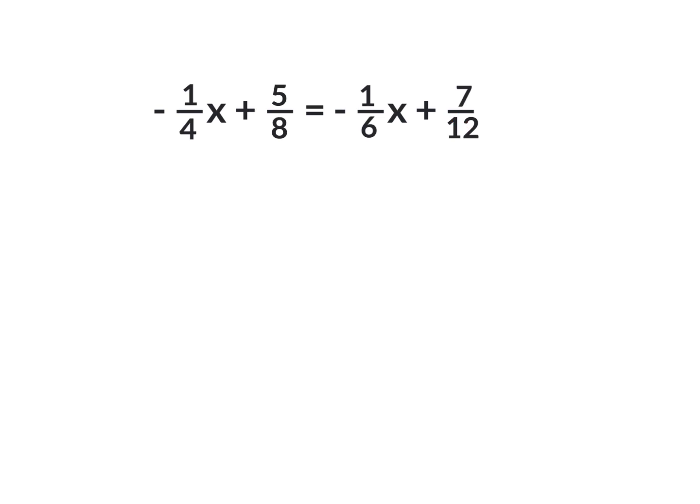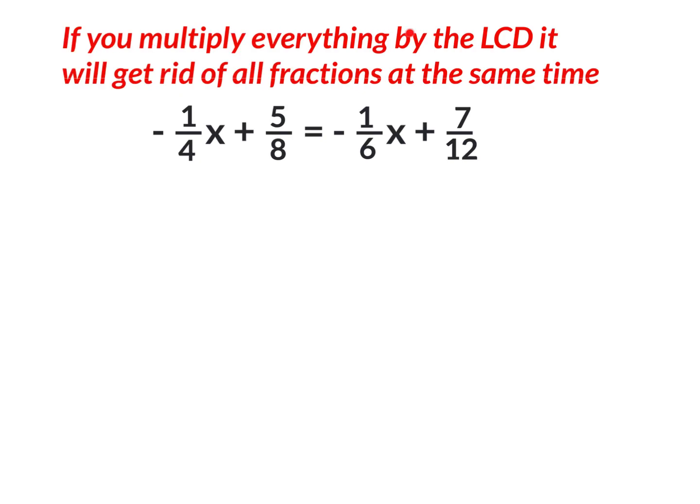So what do we do next? Well, if the biggest denominator didn't work, then try doubling it, right? What's 12 doubled? That's 24. Could you change the other ones to become 24? Yeah, 6 times 4 is 24, 8 times 3 is 24, and 4 times 6 is 24. So we have discovered that the LCD is 24. And if we multiply everything by the LCD, you could get rid of all fractions at the same time. Once again, if you multiply everything by the LCD, it'll get rid of all fractions at the same time.